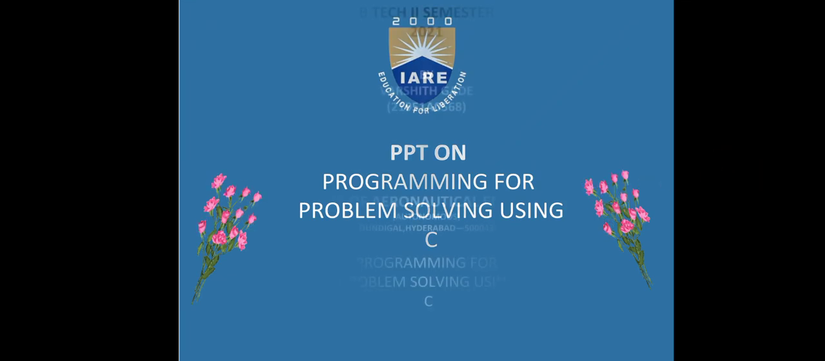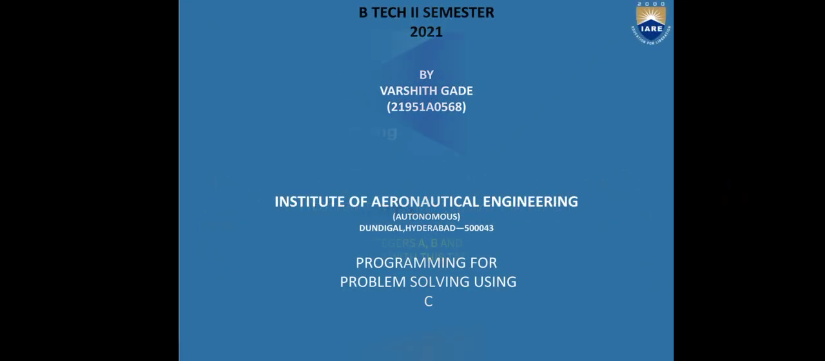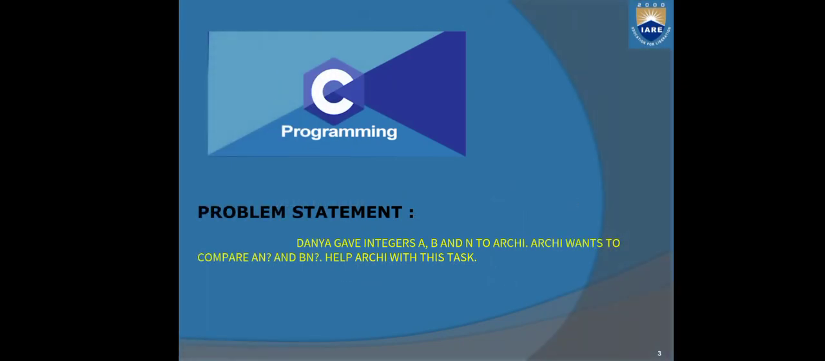Problem statement. Danya gave integers a, b, and n to Archie. Archie wants to compare a^n and b^n. Help Archie with this task.